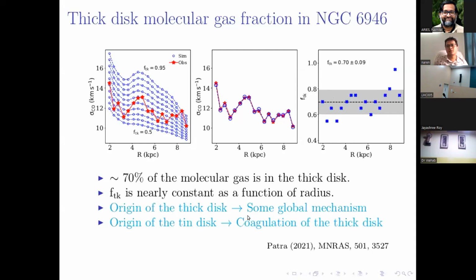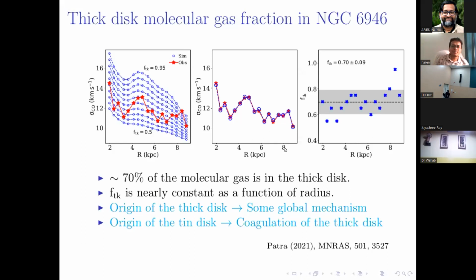People propose that star formation activity produces this thick disk, meaning you have stars at the midplane forming and injecting energy into the system, and the high density molecular gas is coming out because of these processes and forming a thick disk. If you adopt that proposition, then because the central region of the galaxy has much more star formation compared to the edge, you would expect the thick disk proportion to be much higher at the center. But here you don't see that.